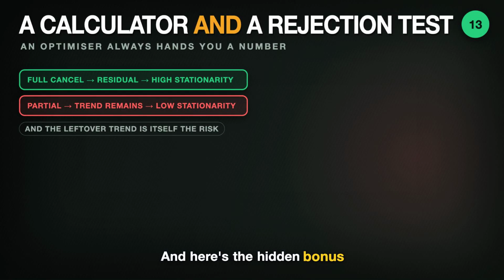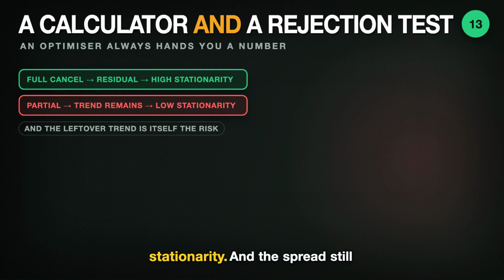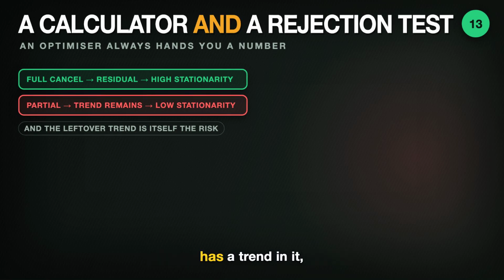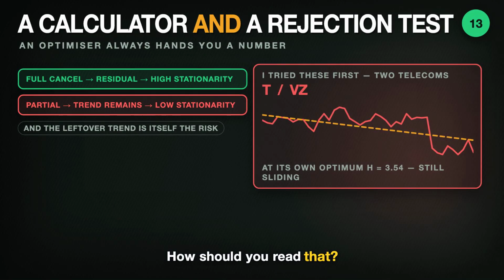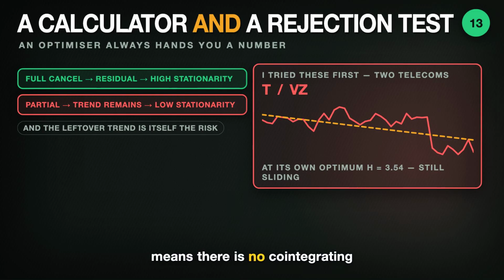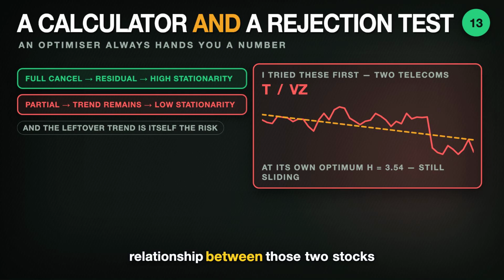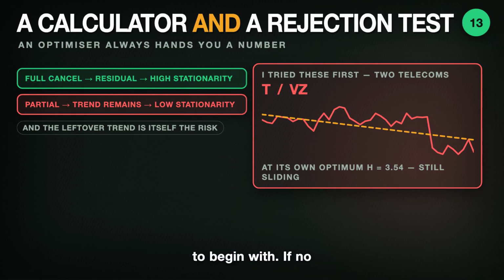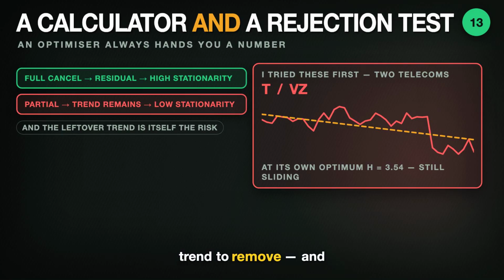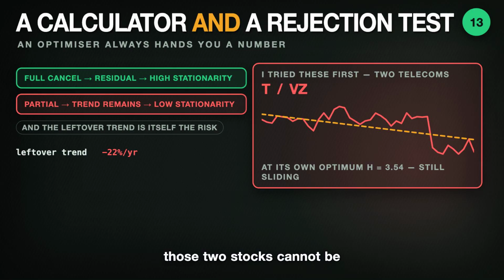And here's the hidden bonus in this method. Suppose you find the coefficient that maximizes stationarity, and the spread still has a trend in it, and stationarity is still low. How should you read that? It doesn't mean you failed to find the coefficient. It means there is no co-integrating relationship between those two stocks to begin with. If no ratio can remove the common trend, then there's no common trend to remove, and those two stocks cannot be a pairs trade. Let me show you a real one.